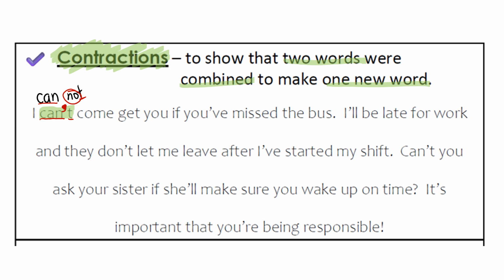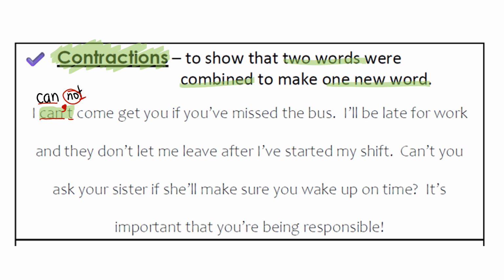So here's the paragraph we're working with today. It says, I can't come get you if you've missed the bus. I'll be late for work and they don't let me leave after I've started my shift. Can't you ask your sister if she'll make sure you wake up on time? It's important that you're being responsible. And this paragraph is just full of contractions. So let's grab that green colored pencil and go hunting for the next one.